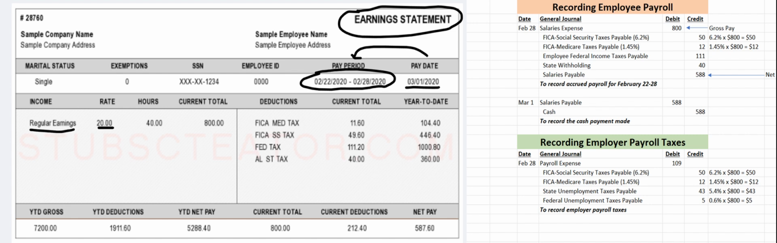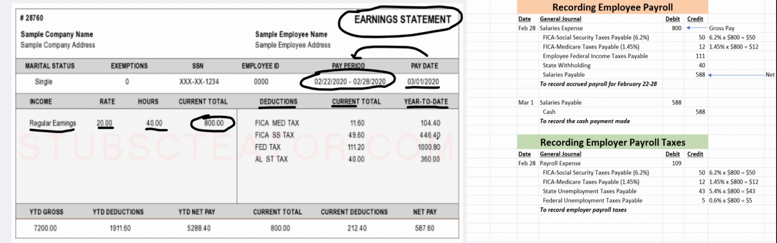It's for $20 an hour for 40 hours a week. That's going to give you a gross pay of $800. Then you have your FICA taxes. These are your deductions here, this column, your deductions, starting off with your FICA taxes. So Medicare and Social Security taxes of $11.60 and $49.60 for the current period. And then you have your federal taxes and your state income taxes of $111.40 here. And this is for the current period.